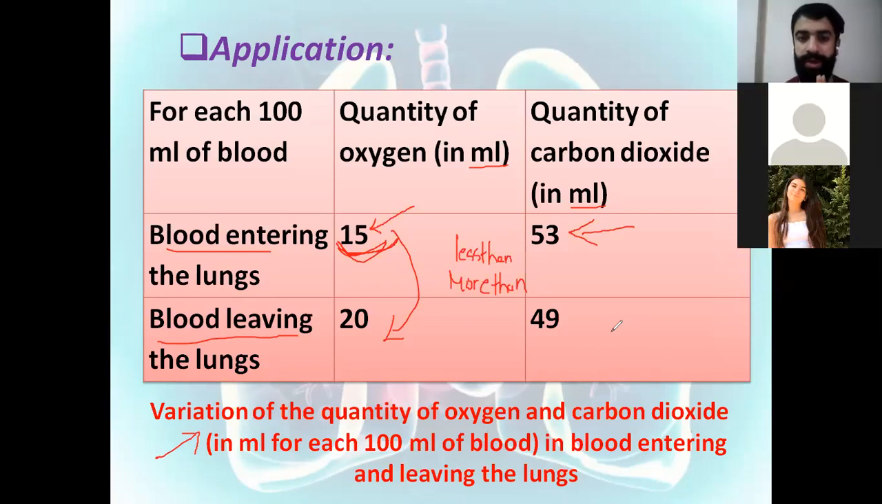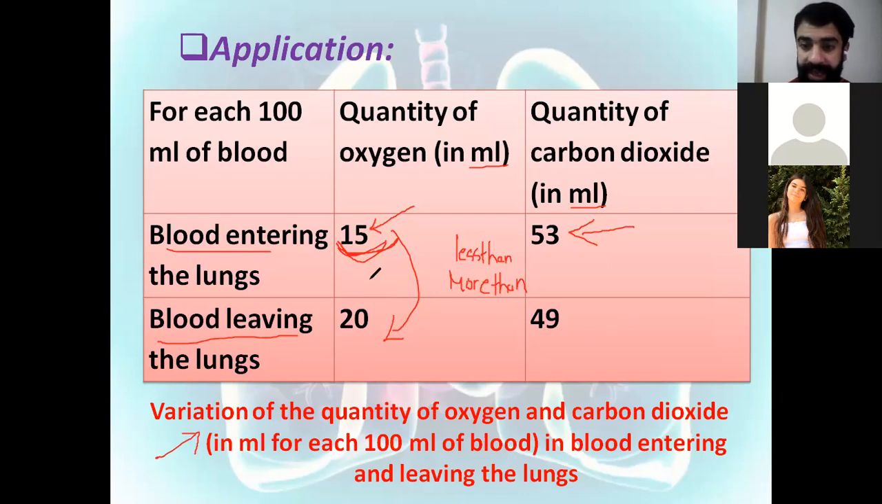The quantity of oxygen entering the lungs is 15 milliliter, which is less than the quantity of oxygen in the blood leaving the lungs. It's 20 milliliter. Excellent. Very good. This is the comparison.